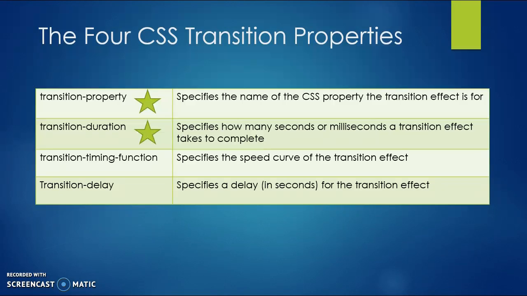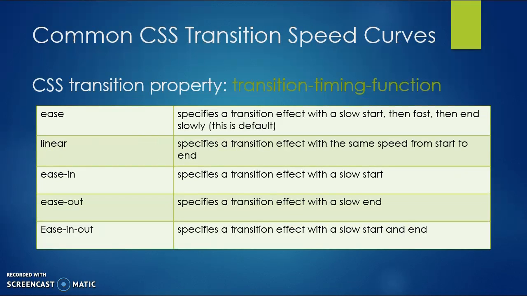Transition-timing-function and transition-delay are 2 additional properties that you may use to set the timing and feel of the transition, but they aren't essential for the transition to take place. They're a way of kind of fine-tuning your transition. Some common CSS transition speed curves for the transition-timing-function are ease, linear, ease-in, ease-out, and ease-in-out. And this is just the way that the transition occurs.